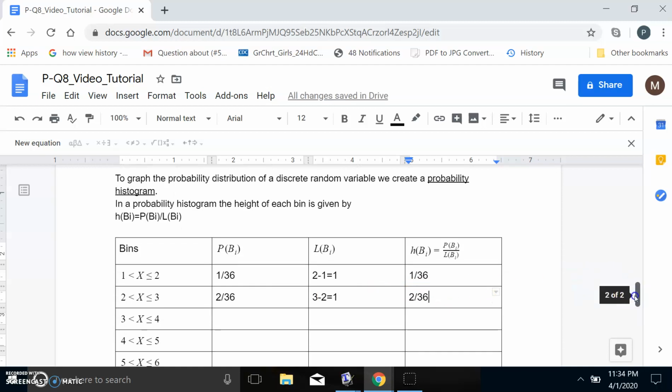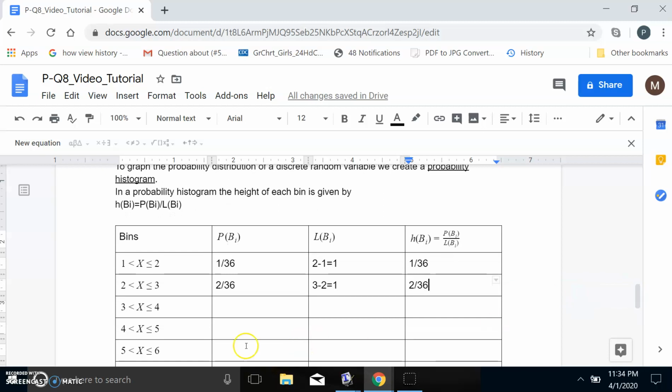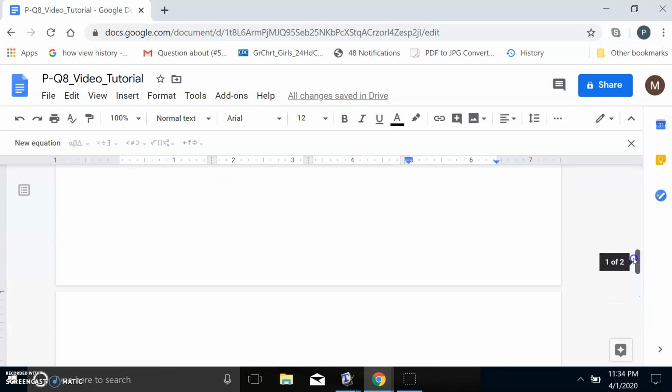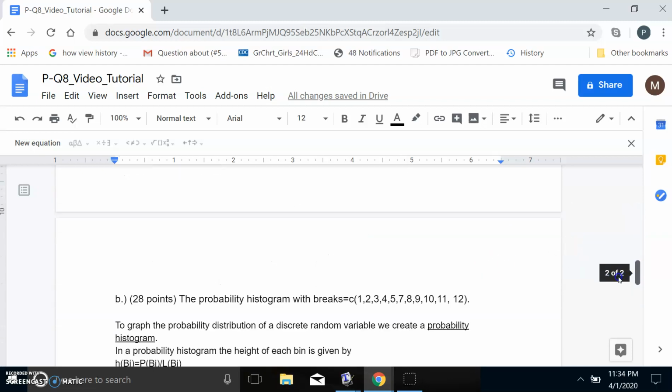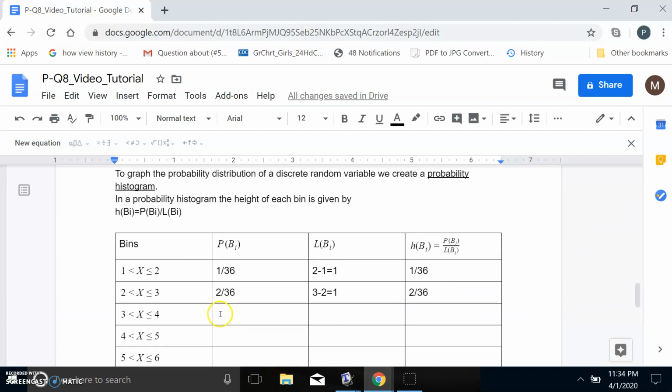Then moving to the next one, that's going to be x between 3 and 4, it can equal 4, and strictly bigger than 3. So going up here, it's 3 over 36. So 3 over 36 goes here. So it'll be then 4 minus 3, which is 1. So this will be 3 over 36.